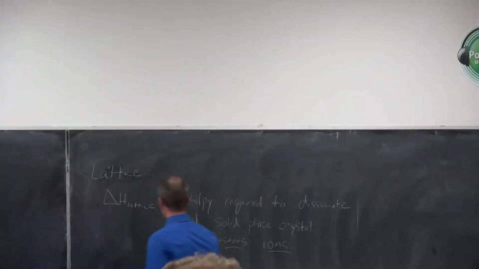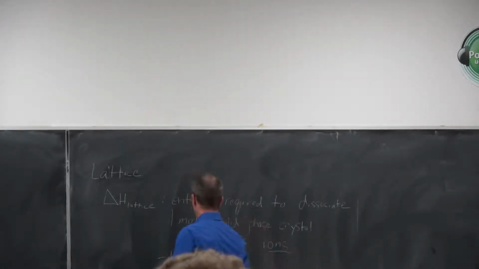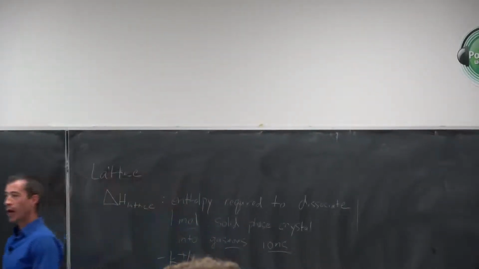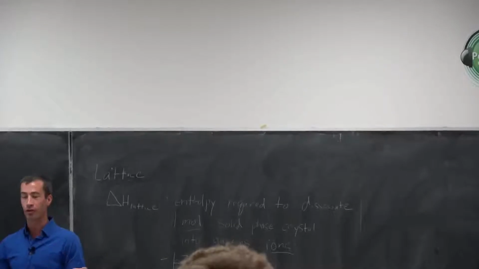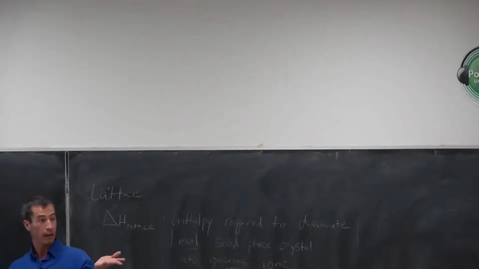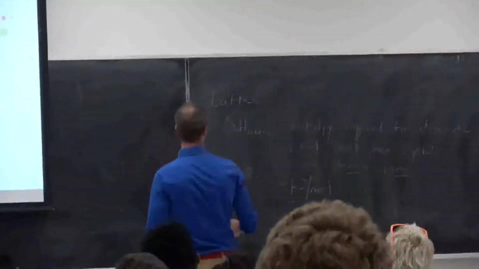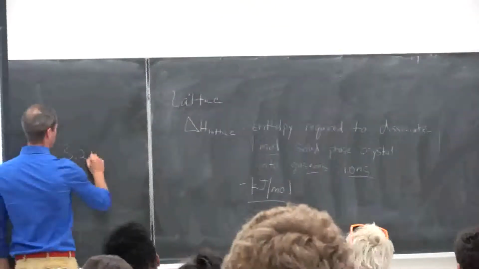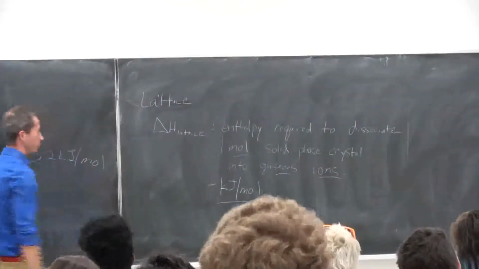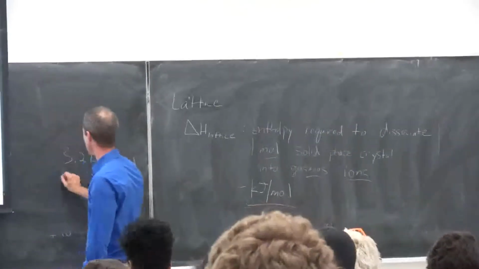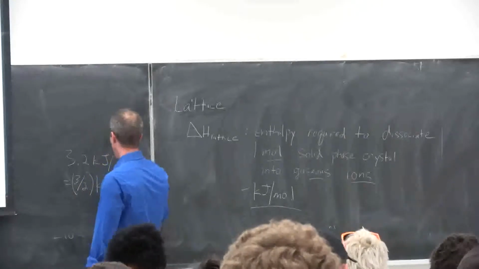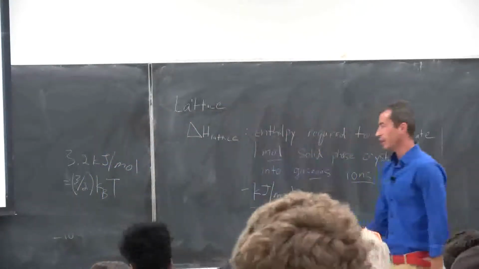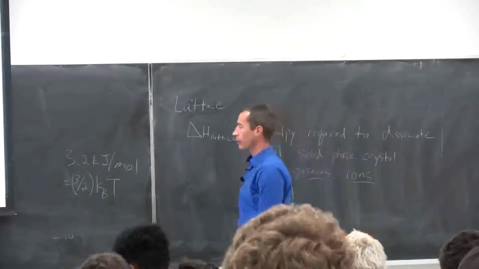This is in units of kilojoules per mole. Do you remember how many kilojoules per mole we need to offset the thermal energy at room temperature? We had that value, like 3.2 kilojoules per mole, is what you need to hold something together. That was equal to 3/2 times the Boltzmann constant times T at room temperature, 298 Kelvin. That was one of the lectures last week.